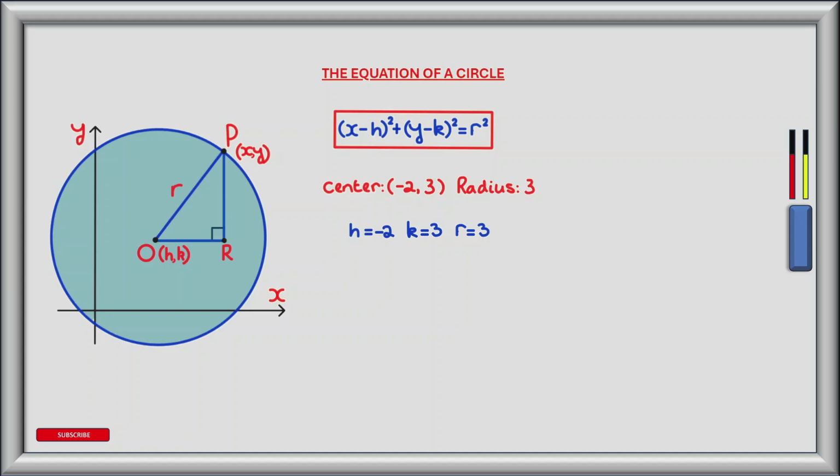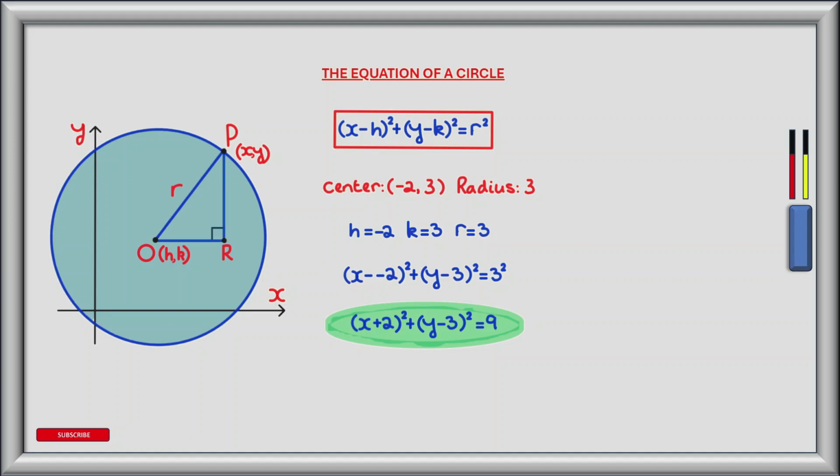So looking at the general form of the equation, we have our x-coordinate h, which is equal to minus 2, our y-coordinate k, which is equal to 3, and our radius r is equal to 3. So now if we plug these numbers into the general form of the equation, we have x minus minus 2 all squared plus y minus 3 all squared is equal to 3 squared. Simplifying this gives x plus 2 all squared plus y minus 3 all squared equals 9, which in this case is the equation of the circle.